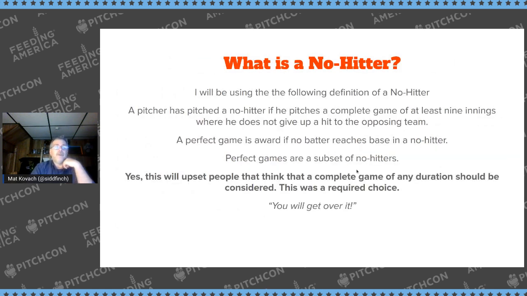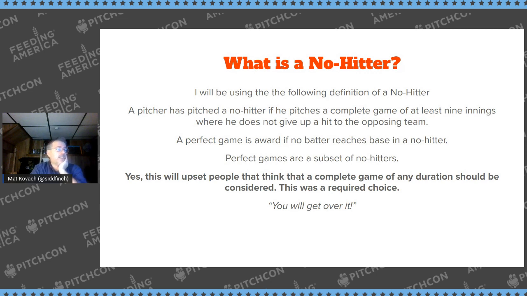So first, we have to describe exactly what we're going to call a no hitter, and because of the math that I decided to use, this is what we have to do. A pitcher has pitched a no hitter if he gets a complete game of at least 9 innings where he does not give a hit to the opposing team. A perfect game is awarded if no batter reaches base in a no hitter. Perfect games are assessed as no hitters.